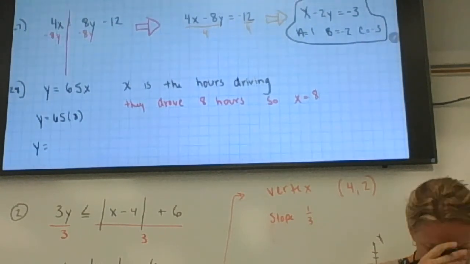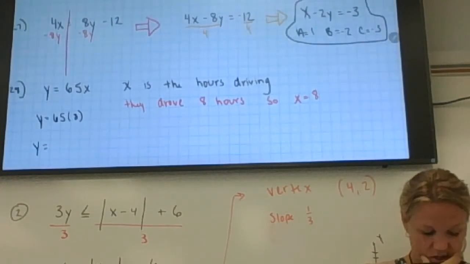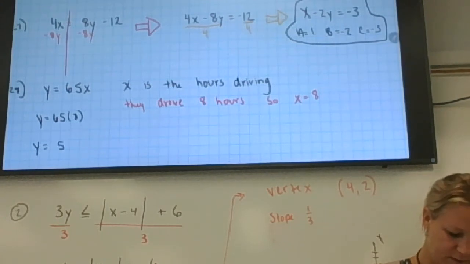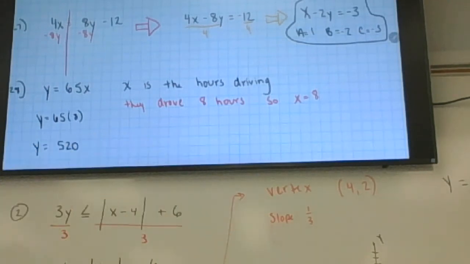What's the answer? So 48 plus 40? 520? Let's answer in a complete sentence.